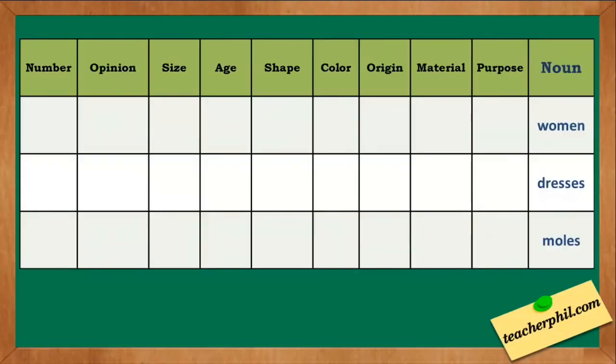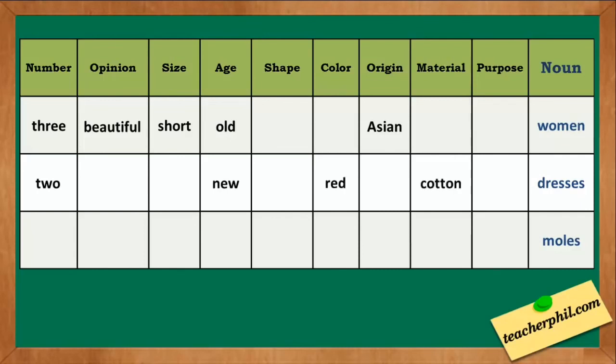So here on this other table, there are 3 nouns. You can see women, dresses, moles. Now I want to see how adjectives come. The order of adjectives. So for number, we have 3. For opinion, we have beautiful. For size, we have short. For age, old. And for origin, we have Asian. So I take it as 3 beautiful, short, old Asian women. So you could see the order there.